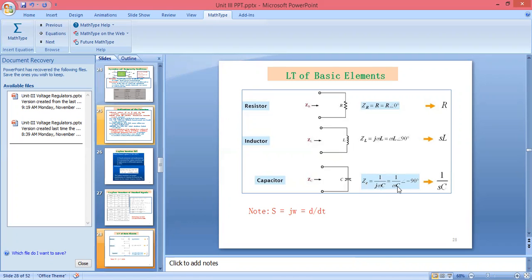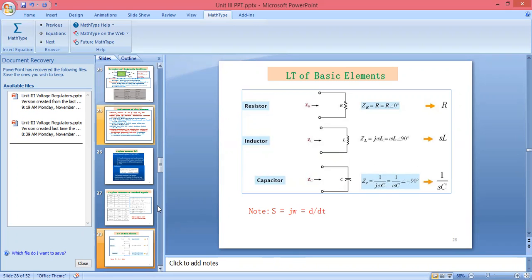Like when we draw the resonant frequency, FC, FL, 1 upon 2 pi XC, 1 upon 2 pi FL, like this. You will get here ZL equal to j omega L and ZC equal to 1 upon j omega C. If you are converting into the s domain, you will get 1 upon SC. These are the standard rules when we are talking about the resistor, inductor, and the capacitor.